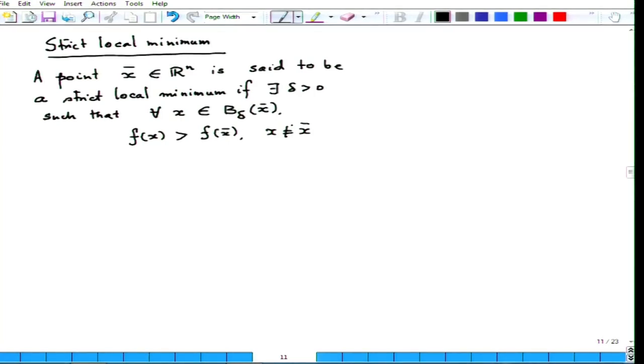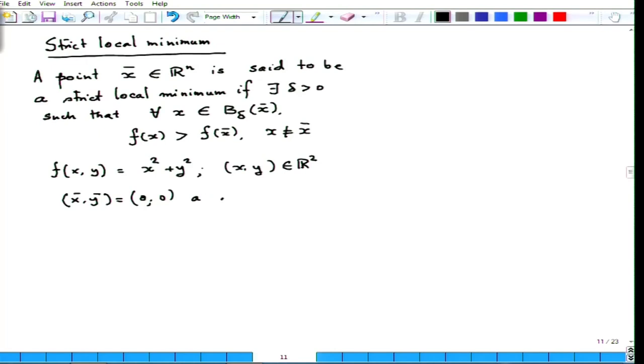So if you look at this function again, case 1, the one we just took, then x y equal to x bar y bar equal to 0 0 is actually a strict global minimizer. Okay, so we have some idea now in higher dimension how to write the things.